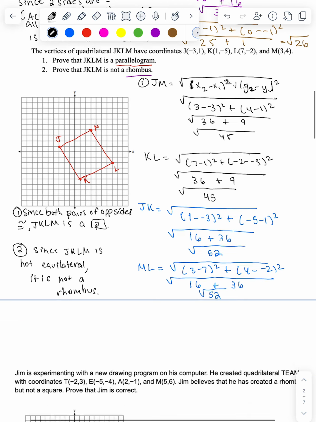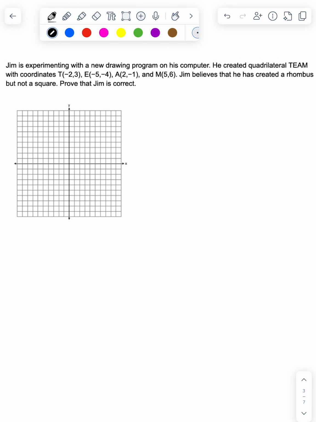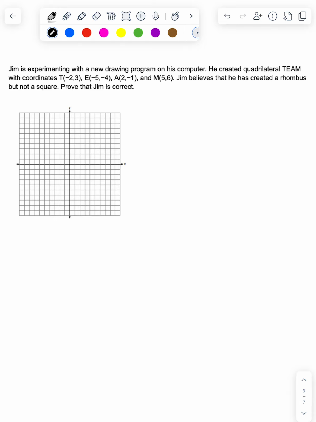Let's do another one. This one's going to be a little bit even more involved than the last one. So Jim is experimenting with a new drawing program on his computer. He created quadrilateral team, and it gives us the coordinates. So I'm going to put down the coordinates on my paper.